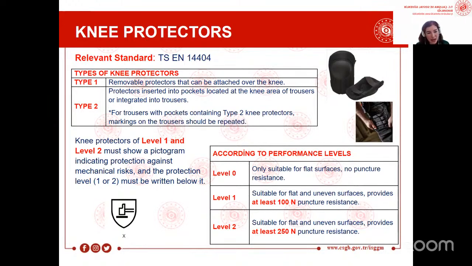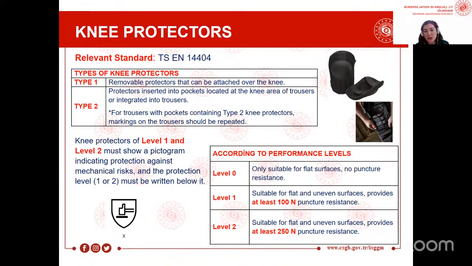Knee protectors are categorized into 3 groups based on their performance levels. Level 0 is designed for use only on flat surfaces and doesn't provide puncture resistance. Level 1 is suitable for use on both flat and uneven surfaces, offering a minimum puncture resistance of 100 Newton. Level 2 is suitable for use on both flat and uneven surfaces, providing a minimum puncture resistance of 250 Newton.